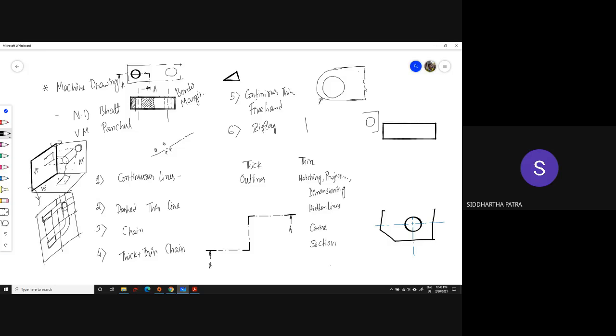But for this part you are only using freehand. You are not using anything except your pencil, okay. It's because you are not interested in drawing anything beyond this portion, okay. So there you can do that.